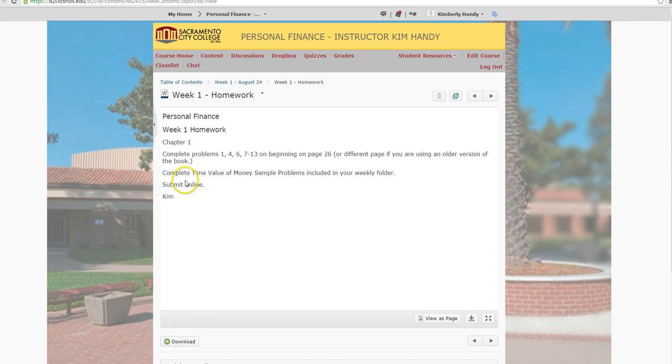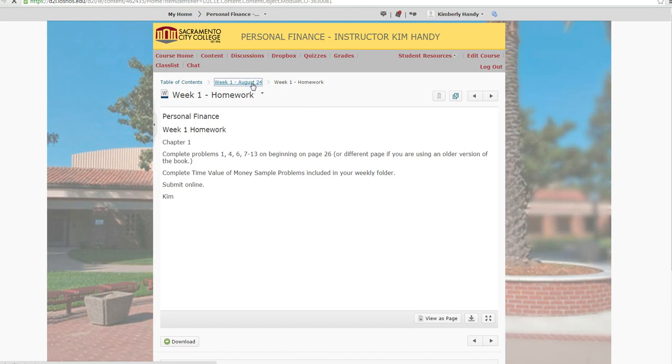Secondly, the homework assignment says to complete the time value of money sample problems, also included in your weekly folder. This is what I'm going to go over right now to help explain this to you so you understand how to work on this homework. So let's get started.